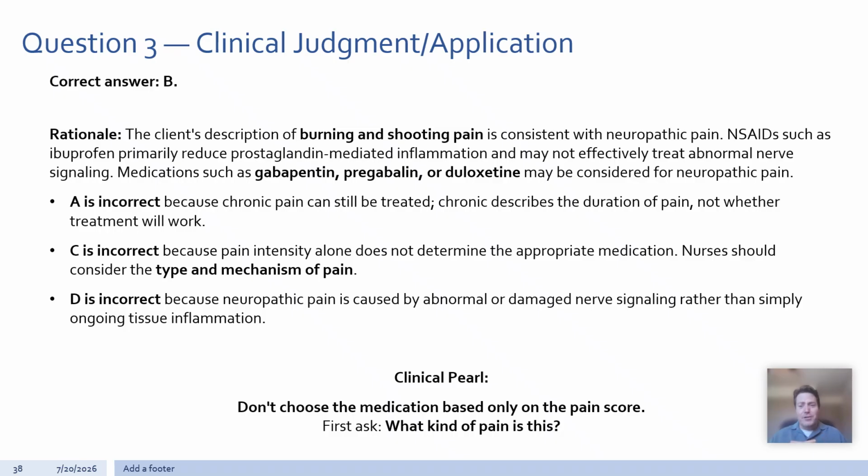So they're going to come in, they'll be frustrated, and they'll be in a lot of pain, and they've been taking the wrong medication for it. So we can help with patient education, and if we understand what kind of pain it is, then we can direct them to the right kind of medication. So don't choose a medication based only on the pain score. First, you need to ask what kind of pain it is.